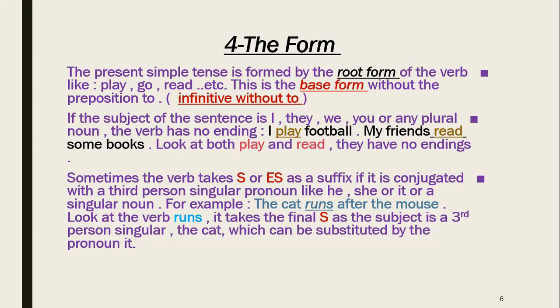Mainly if the verb is conjugated or if the subject of the sentence is a third person singular pronoun like he, she, or it. Or a noun. For example, we can say a cat, it; a boy, he; a girl, she. So we can say, for example, the cat runs. This is the final S in the verb after the noun. We say she eats. This is eat, eats.